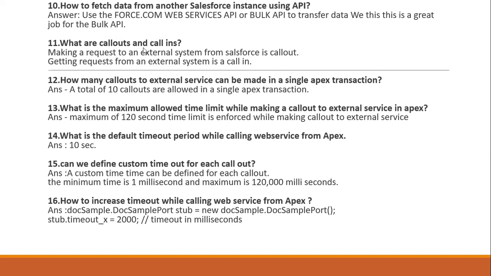Next question. What are callouts and callins? Making a request to an external system from Salesforce is a callout. Getting a request from an external system is a callin. Next question. How many callouts to external service can be made in a single Apex transaction?